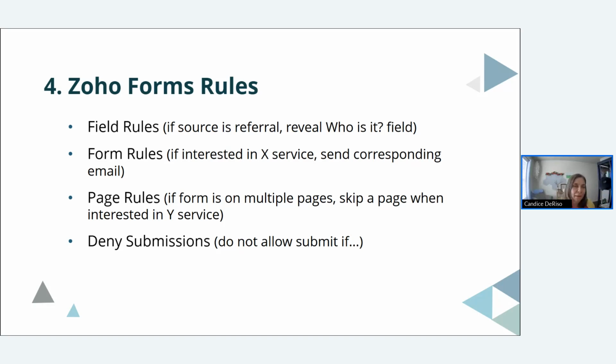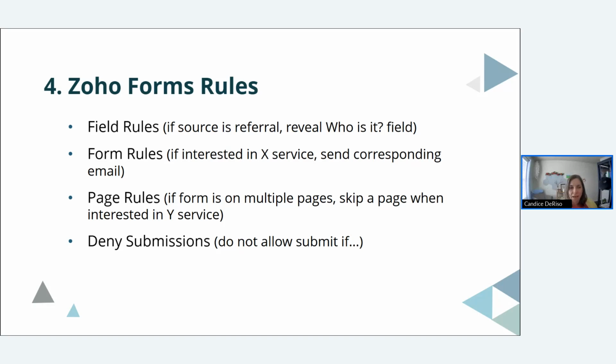A form rule would be something like, maybe you have a, what services are you interested in? One, two, three, four, five. They pick X, and because they picked X, you send them some corresponding email that makes more sense. Whereas if they had chosen service Y, you might want to send them a different confirmation email. And page rules only apply when you have multiple pages on your form. Maybe if you were a commercial loan person and you had a five-page form, but if on page one the person said, I do not need information about getting land, then you would skip the page that's all about getting land.